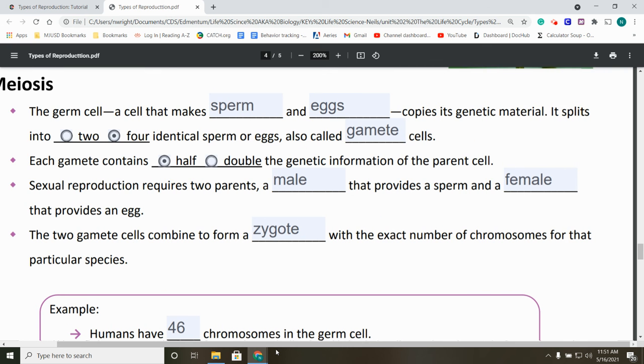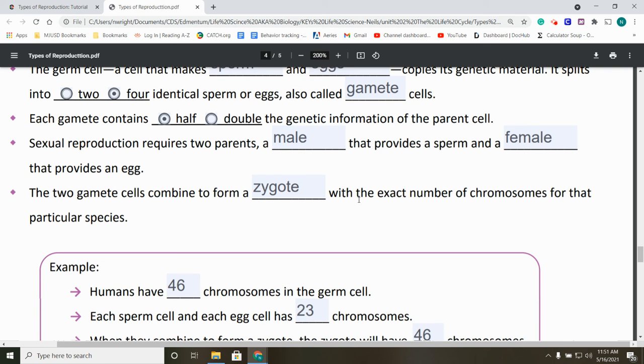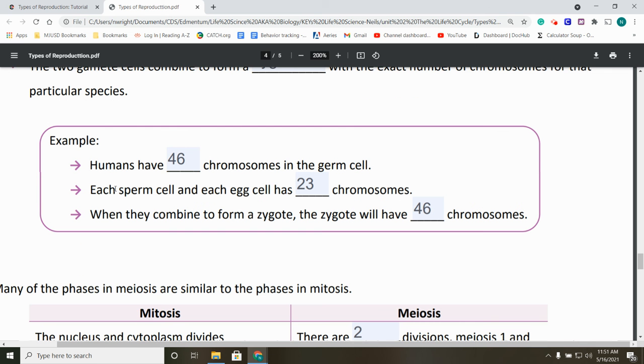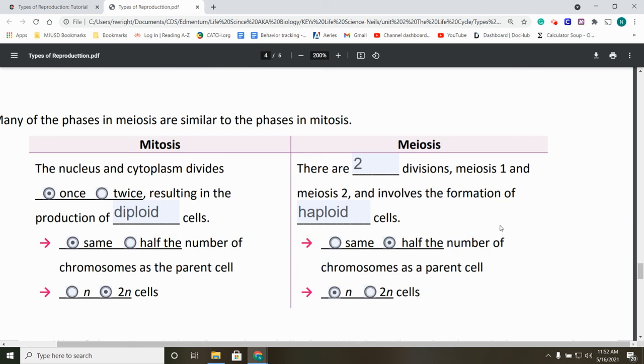2 gamete cells combine to form a zygote, with the exact number of chromosomes for that particular species. For example, humans have 46 chromosomes in the germ cell. Each sperm cell and each egg cell has 23 chromosomes. When they combine to form a zygote, the zygote will have 46 chromosomes.